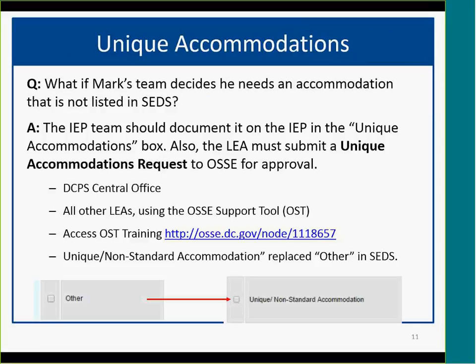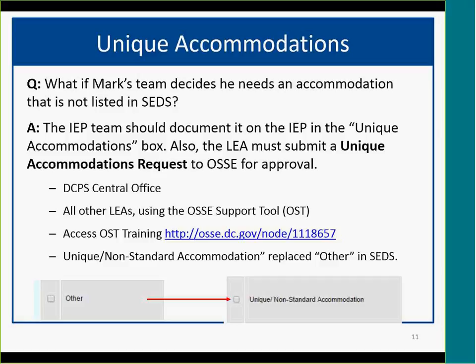where a student's accommodation is not listed in SEDS and is not listed on the crosswalk or in Part 1 or Part 2 of the Testing Accommodations Manual, what you'd want to do is to make sure that the IEP team marks the accommodation as a unique accommodation. Additionally, in marking unique accommodations in SEDS, the LEA must submit a unique accommodation request to OSSE for approval.